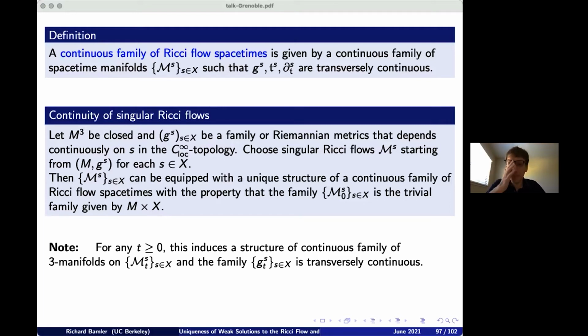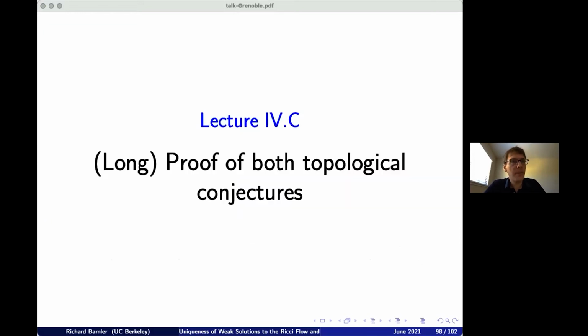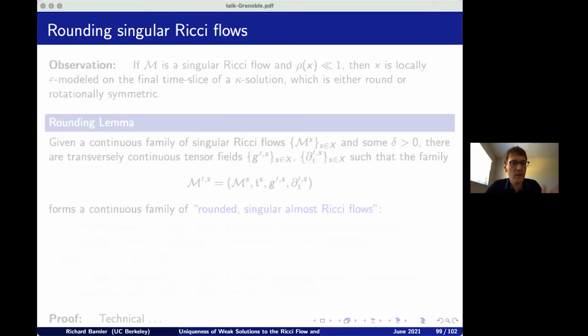All right, so let's move to the last chapter. So in the last chapter, I want to prove both of these topological conjectures. And so before doing this, there's one annoying thing that we have to deal with, which I'll just use one brief slide to talk about. And this is called a rounding construction for singular Ricci flow.